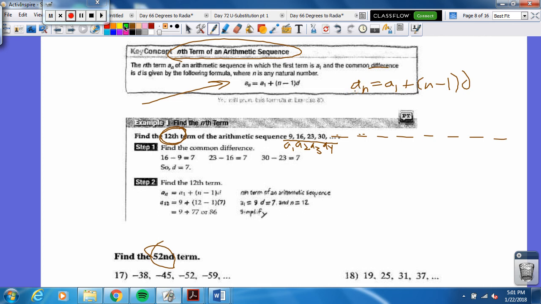What does this mean? a_n is the desired term number, like the 52nd term or the 12th term. a_1, we know that. That's the first term. Write this in your notes. n is the place we want, so a_n is like if there's a 12th place. And d is the common difference.